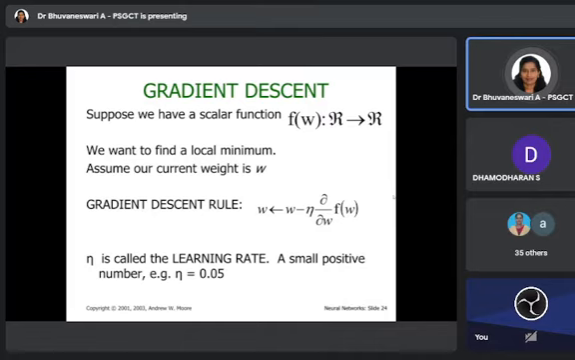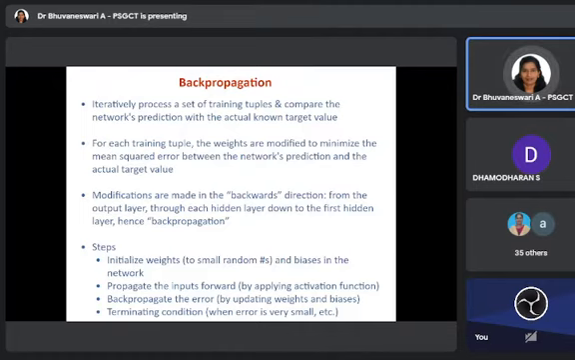And the next important task is backpropagation. Again, it's part of the training process. In a normal single layer feed forward network, it's just one process. Linear factor models have only one process. However, when you go for multi-layer networks, when you want more precise output, there is an algorithm called the backpropagation algorithm, which iteratively processes the training tuples and compares the network's prediction with the actual known target value.